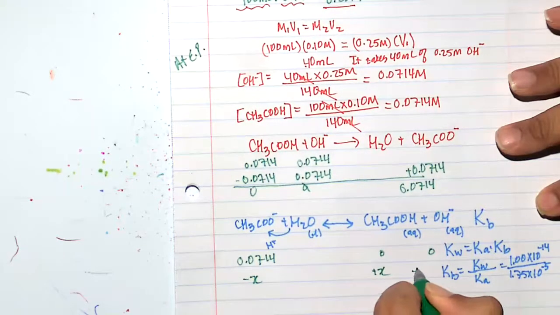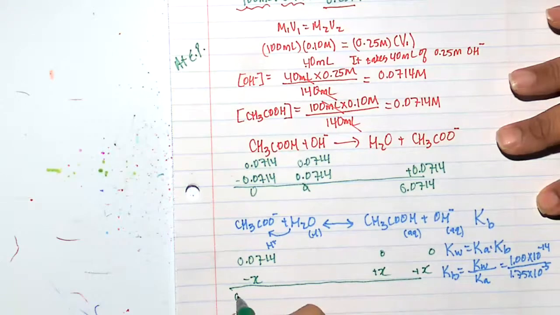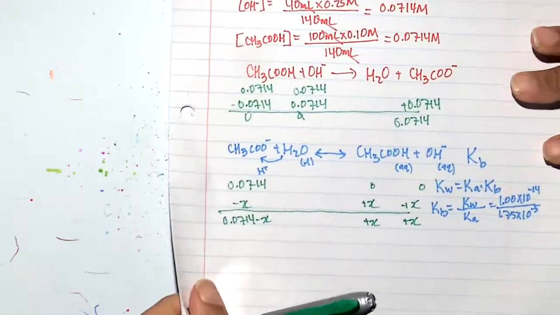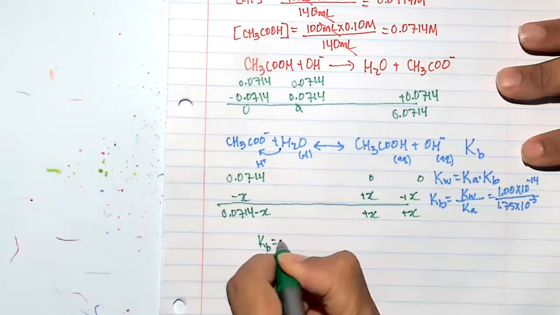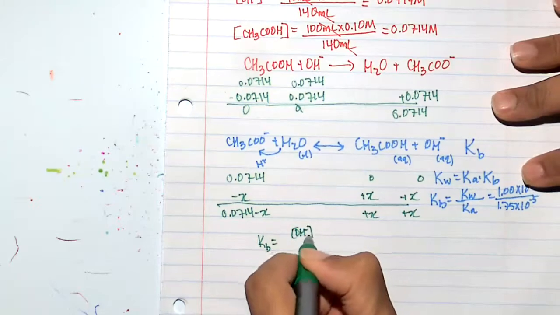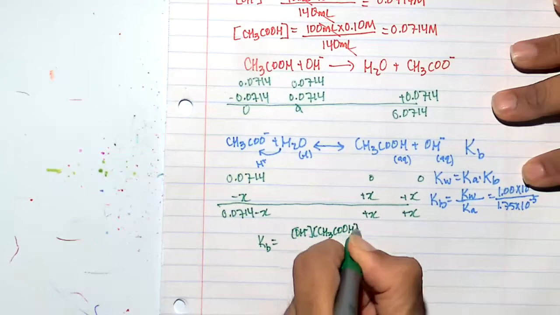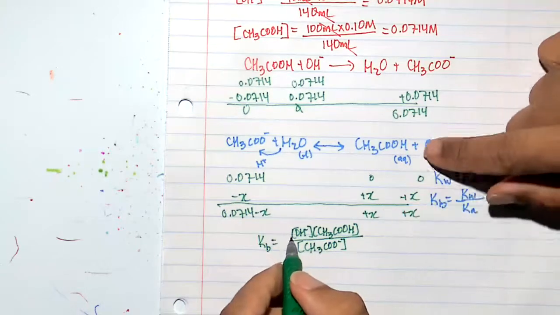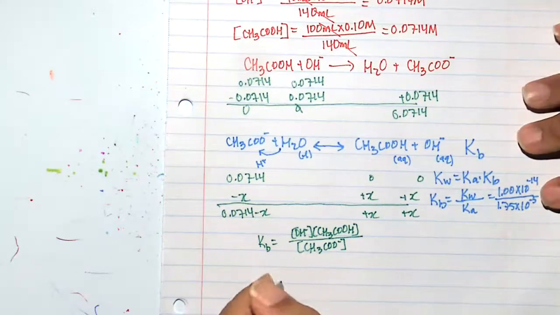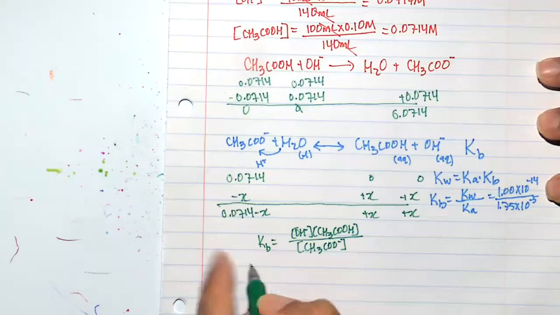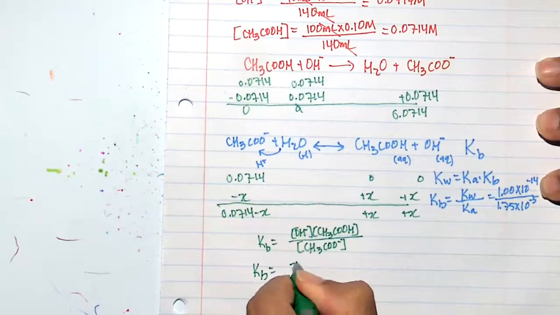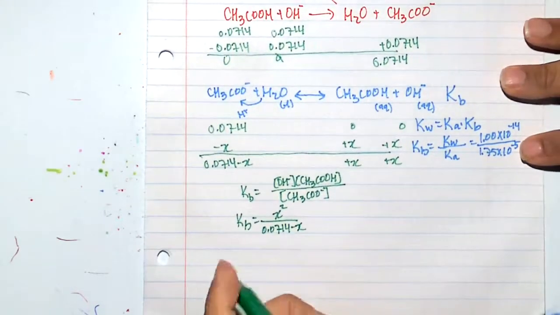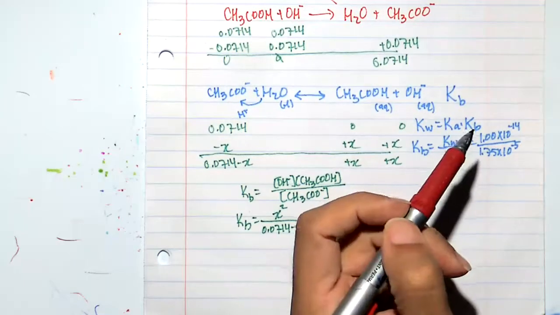Minus x, plus x, plus x. This will be 0.0714 minus x, this would be plus x, and this would be plus x. So Kb is going to be OH minus times CH3COOH divided by CH3COO minus. OH minus is x, CH3COOH is x, and x times x is x squared. Kb is whatever this number is, I don't know off the top of my head. Kb is going to be x squared divided by 0.0714 minus x. And here we will assume x is small. On this exam, you can always assume x is small.